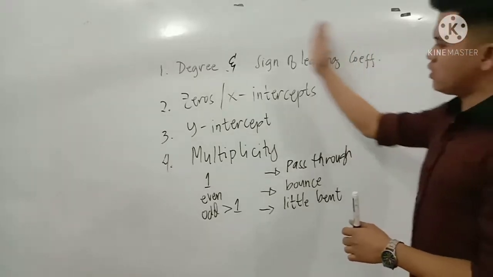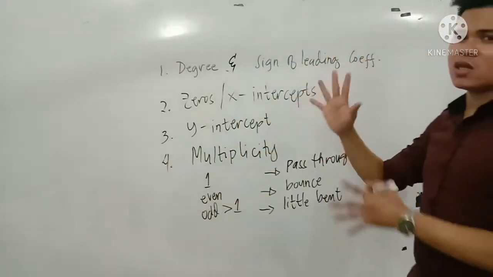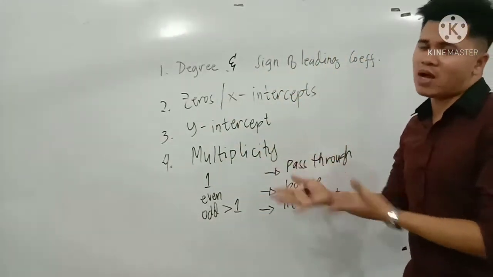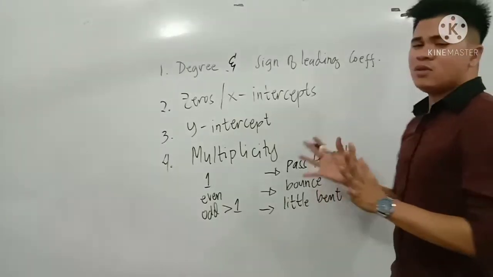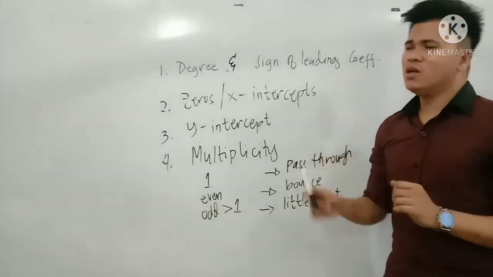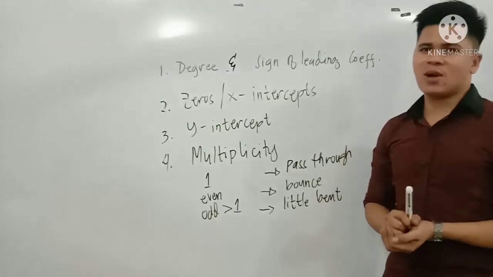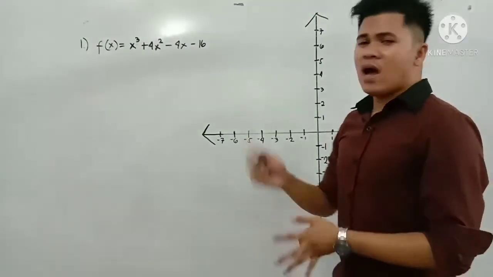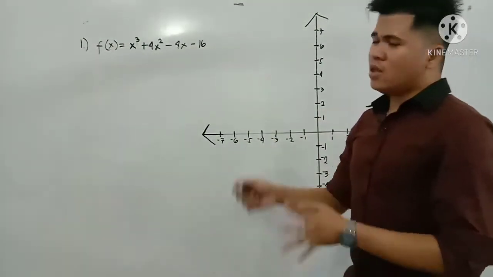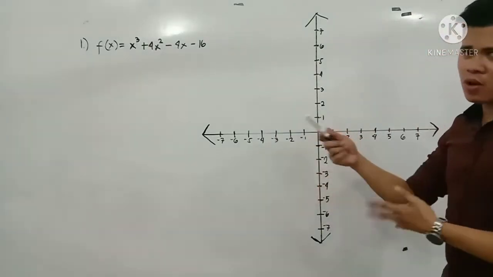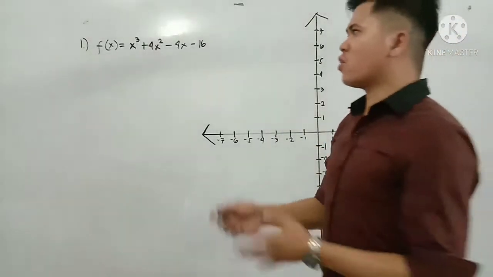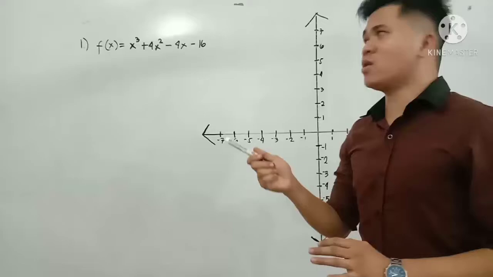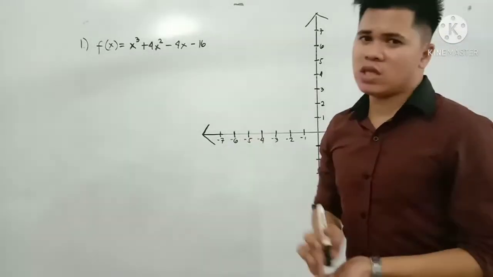So all of these we must remember in sketching the graph of polynomial functions. So now, without further ado, let's try this given example. How about this one? Let's try to sketch the graph of this given polynomial function f(x) = x^3 + 4x^2 - 4x - 16.